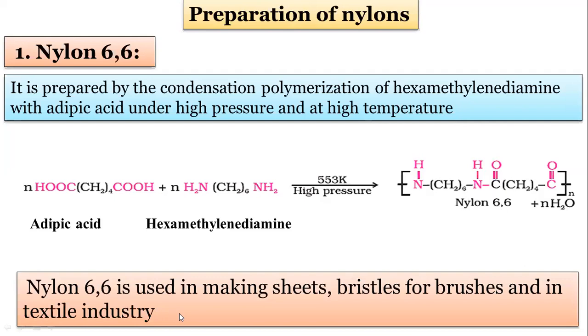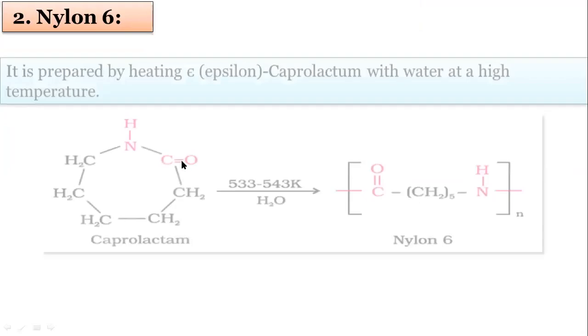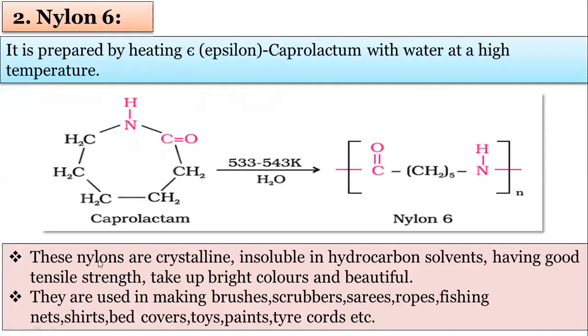So this nylon 6,6 is used for making sheets, the bristles of our brushes, and in the textile industry. Then nylon 6 is already explained, so I am just going to the uses of this nylon 6. These nylon ropes are crystalline, you know. These are very hard, insoluble in hydrocarbon solvents, having good sensation. Where this is used is very important.